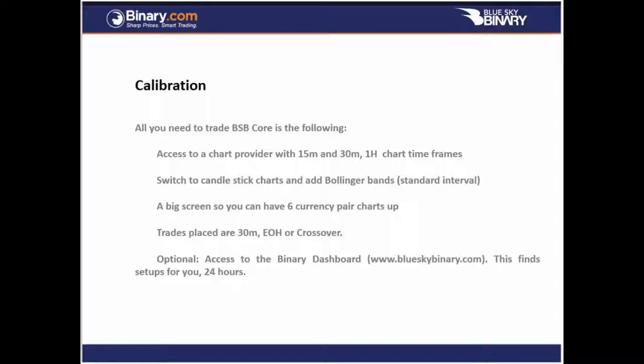Now, all you need in order to use the strategies that we discussed earlier is very easy. Access to a chart provider with 15 minute, 30 minute, and 1 hour charts. Switch to candlesticks and add Bollinger bands, standard intervals, so 22, you can do that. A big screen so you can have 6 currency pair charts up. Trades should be placed between 30 minutes, end of hour, and crossover expiry.